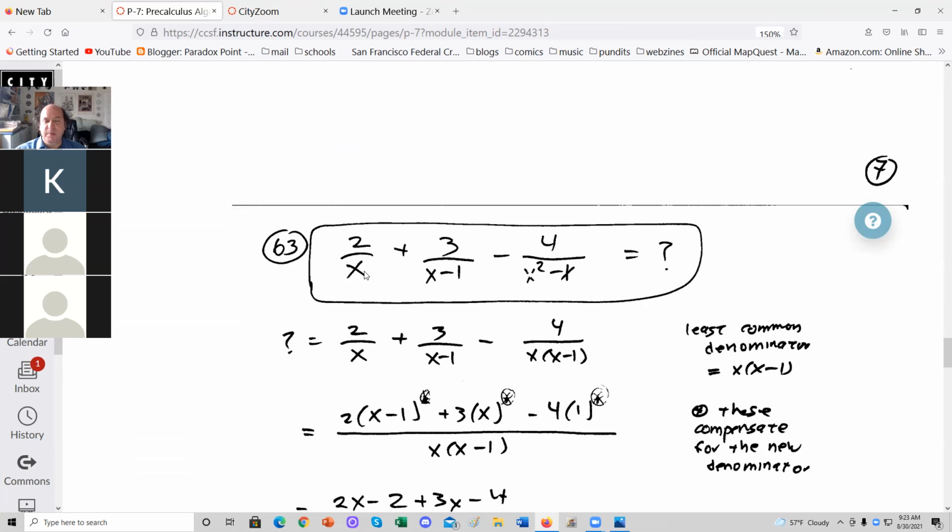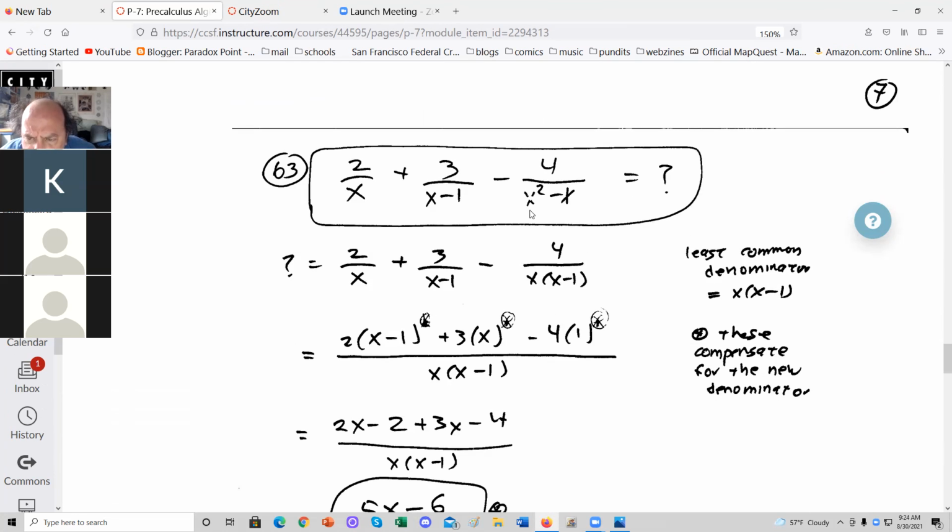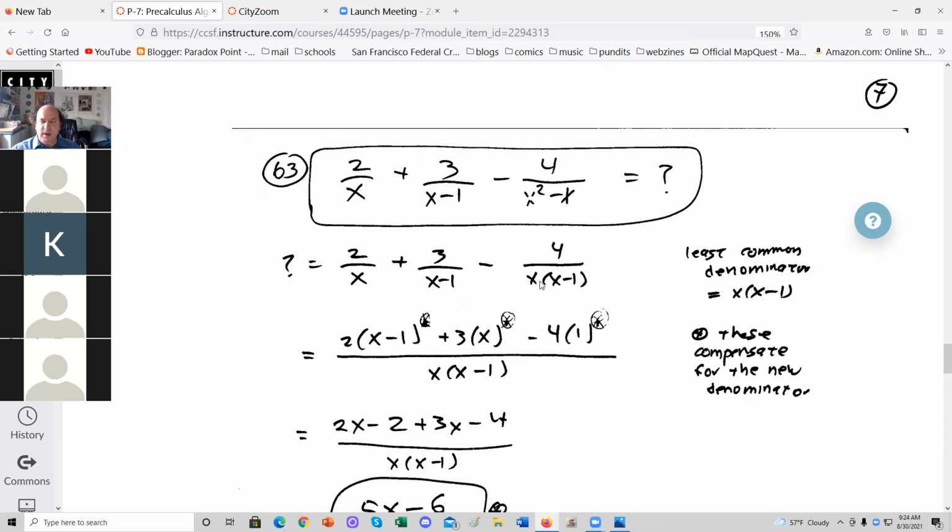Here we have a sum. 2 over x plus 3 over x minus 1 plus 4 over x squared minus x. Oof, for some reason there's some blockage there, never mind. All right, so first let's factor this out. X squared minus x is x times x minus 1. This is denominator x, this is x minus 1, this is x minus 1. So the smallest common denominator is x times x minus 1. So let's put everything over the least common denominator.